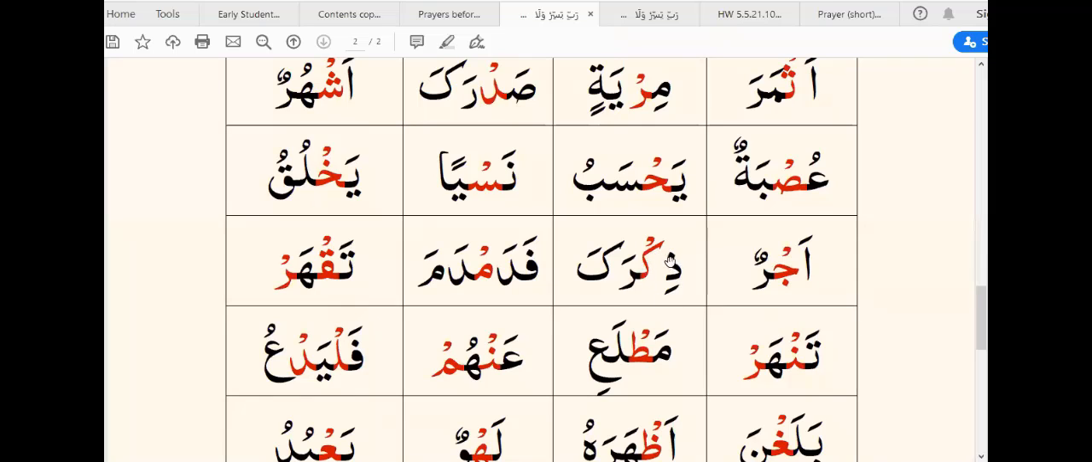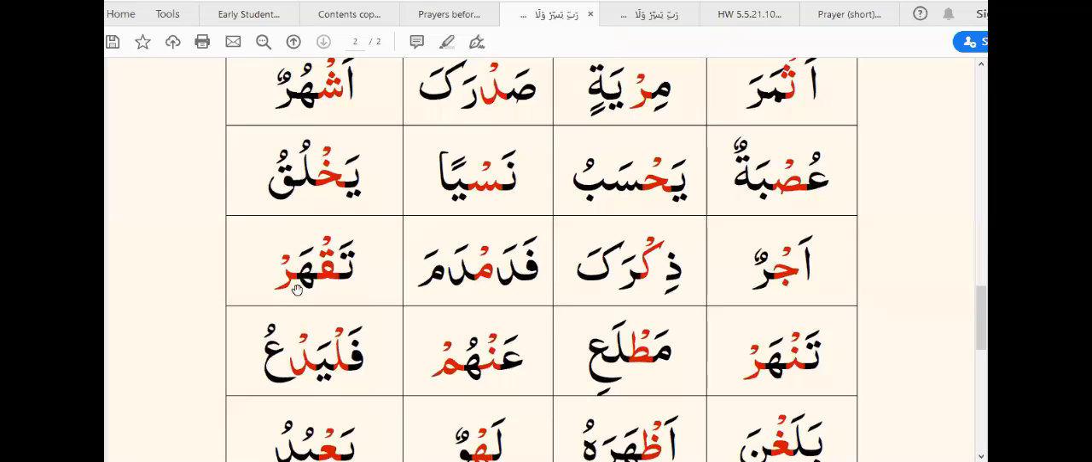Over here, as we can see, letter Kaf has a sukoon, so we're going to join letter Zal that has a kasra with letter Kaf. Zikraka. Well done. Over here, again, letter Mim with a sukoon. Before that, we have a letter that has a fatha, so we're going to join letter Dal with letter Mim. Fadama. Well done.